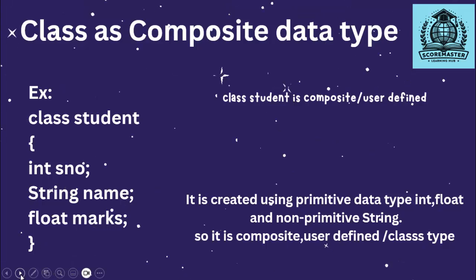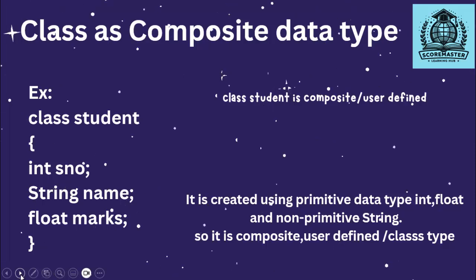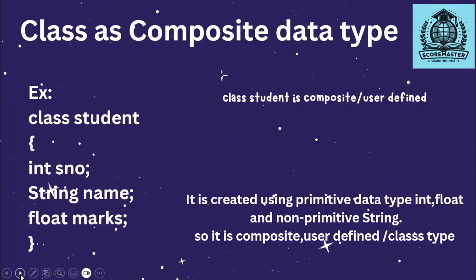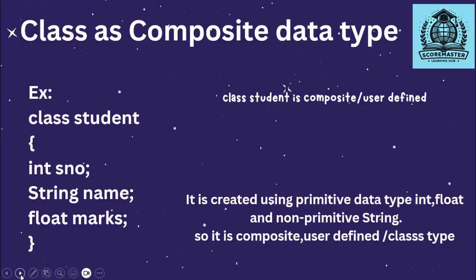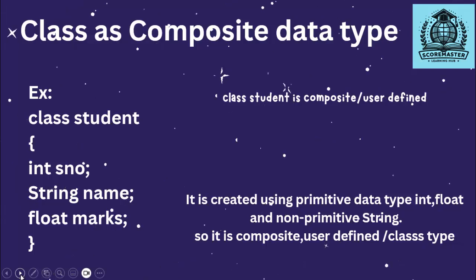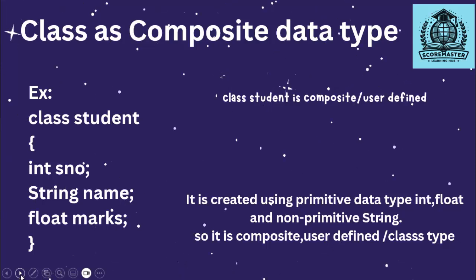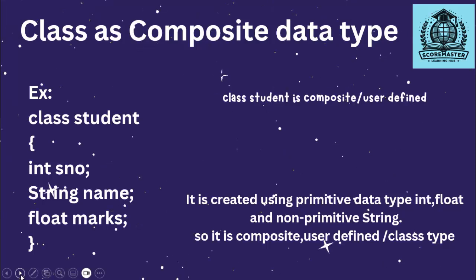Here, if you see this example, I have given class student, int serial number, String name, float marks, etc. So class student is a composite or user-defined data type. It is created using primitive data types such as int and float and a non-primitive data type called String. So inside this class we have both primitive and non-primitive. So the class is called a composite data type. That is what is given as an example.